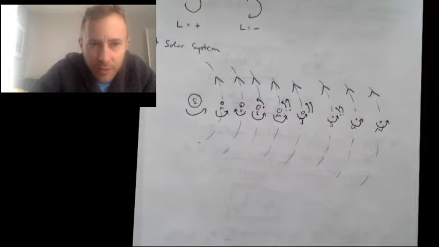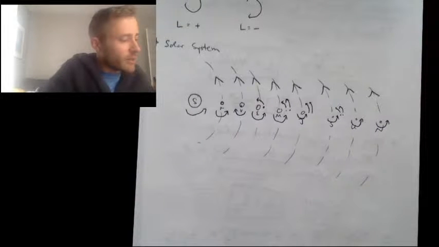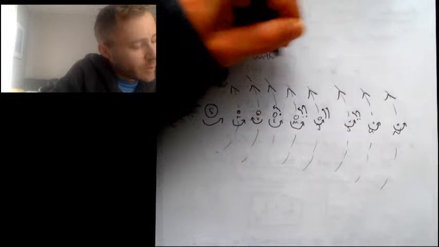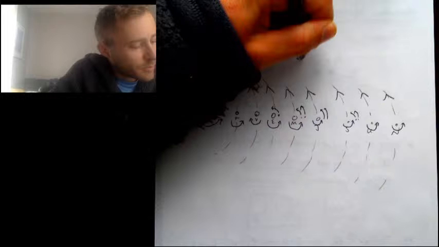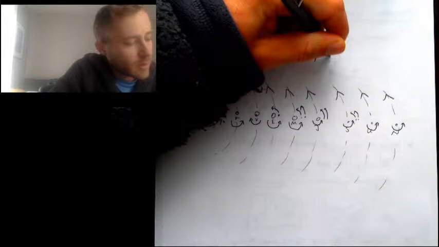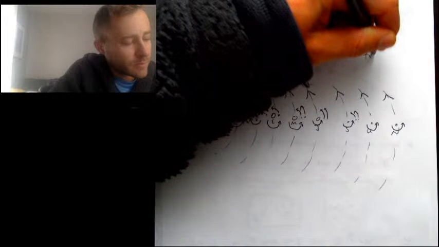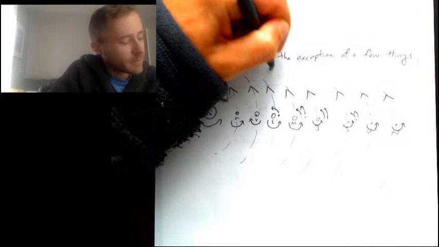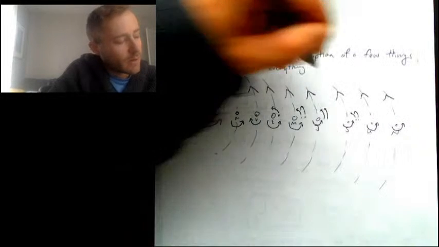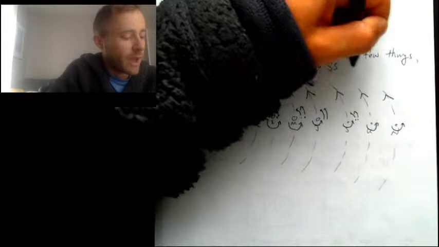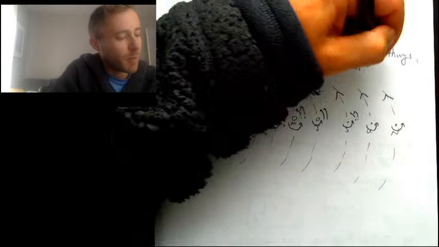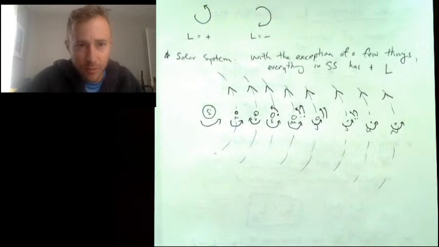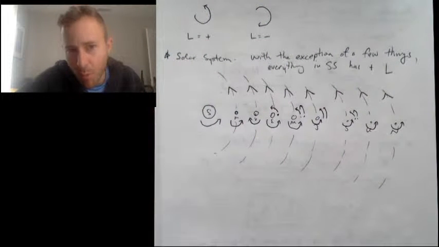So the lesson is that with the exception of a few things, everything in the solar system has positive angular momentum. It's rotating counterclockwise. Okay. Now, why is this?